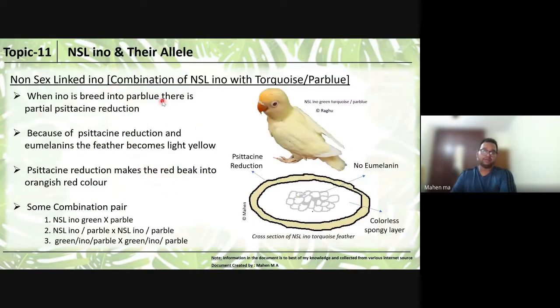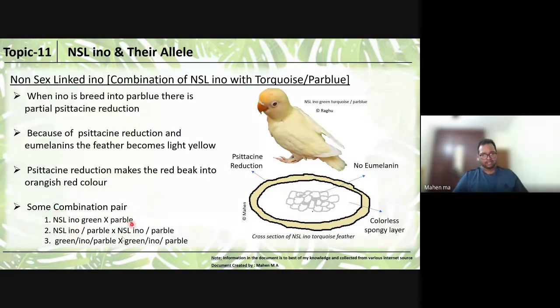But when you combine it with a parblue or a turquoise bird, a turquoise mutation is basically a partial reduction. There is no complete reduction of the psittacin. So when there is partial reduction of the psittacin, the yellow becomes a pale yellow, and this is what results in a pale color of the bird. And since we have combined the Ino mutation with the turquoise, we get Ino-like characteristics in the rest of the parts, that is the eyes, the body and the legs. Okay.